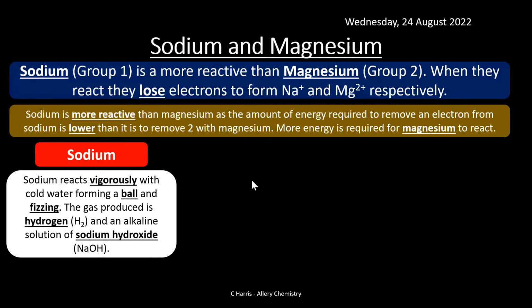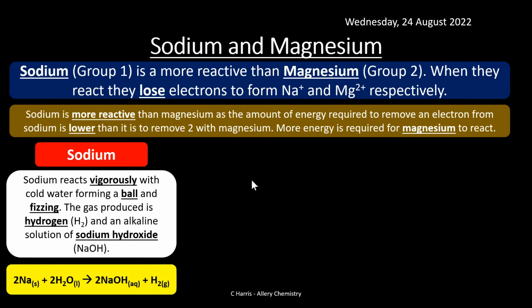It forms a ball and it starts kind of darting around the surface of the water. You get a gas produced, which is hydrogen, and the solution that's left in the water is alkaline, and it's effectively sodium hydroxide because it's reacting with the water. So your reaction is sodium plus water will form sodium hydroxide and hydrogen gas. And obviously you can test the hydrogen gas by putting a lighted splint near it, and you get this nice squeaky pop if it can contain the hydrogen.